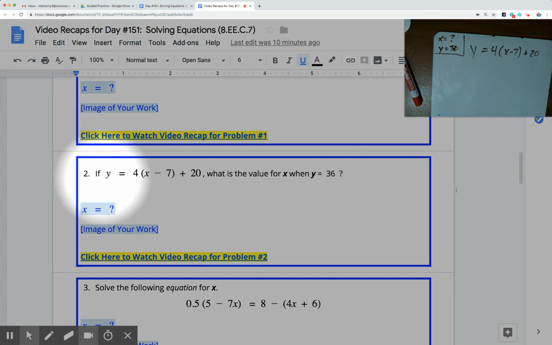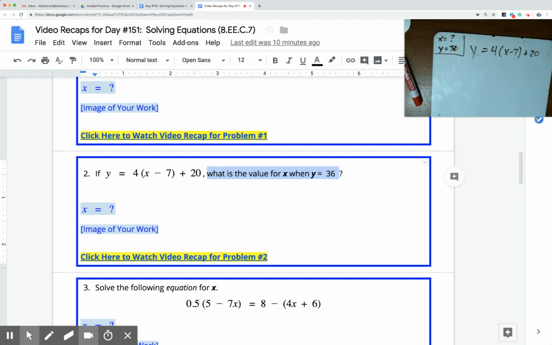For practice problem number 2, we're told if y equals 4 times x minus 7 plus 20, they ask us what is the value for the x if y, or when y, is equal to 36. So I've copied some of that information on the whiteboard up here, so we'll take a look at that in full screen.